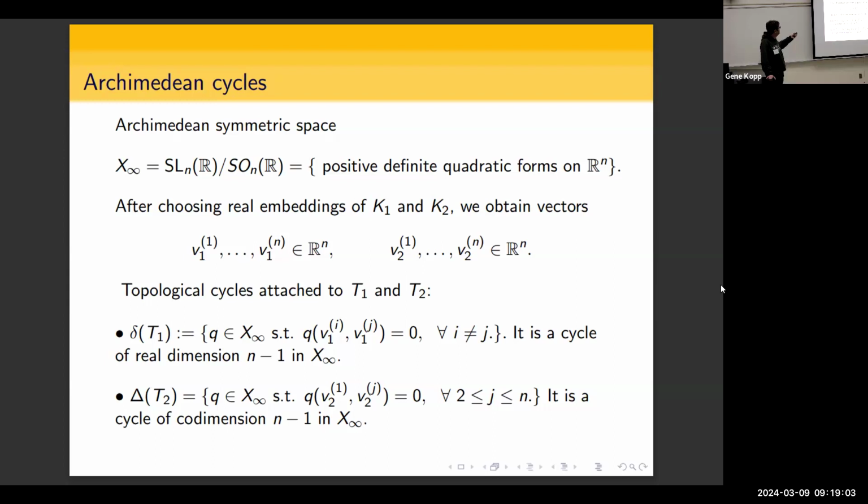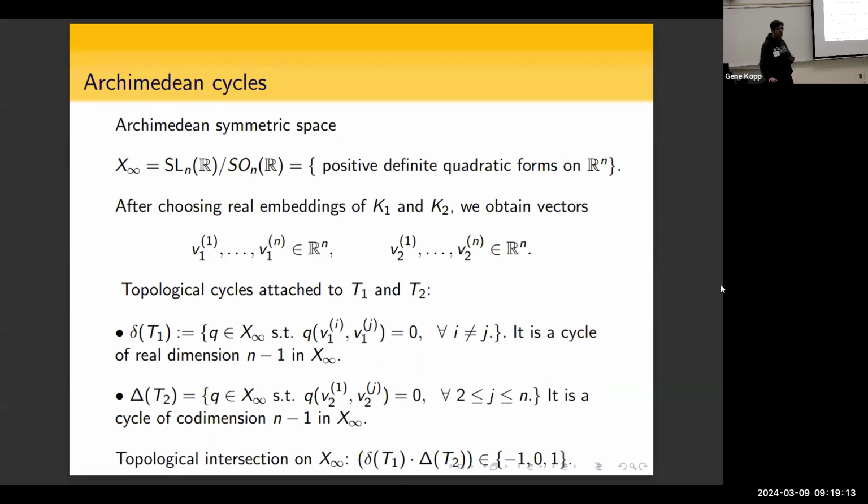So these little delta T1 and capital delta T2 are cycles of complementary dimensions in the ambient Archimedean symmetric space, and therefore it makes sense, that's the crucial point, to talk about their topological intersection on this X infinity, which is going to be, again, a number between -1, 0, or 1.